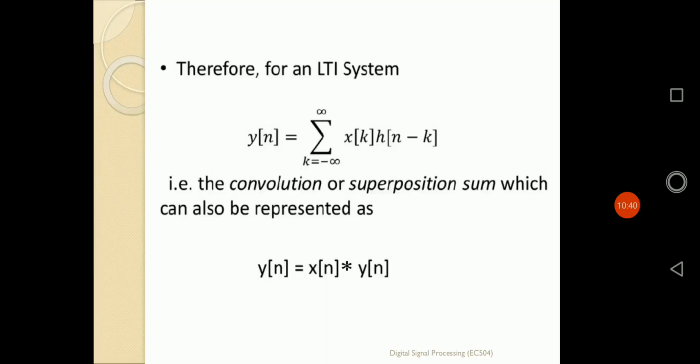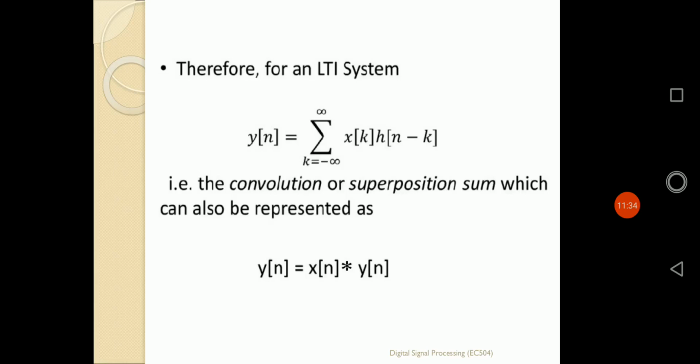Therefore, for the analysis of an LTI system, we are extracting the response for that particular LTI system. The response y of n can easily be calculated by the convolution sum of x of n and h of n, using the formula y of n equals summation of k from minus infinity to plus infinity x of k into h of n minus k. We are simply putting the definition of convolution. If I want to find the convolution of x of n and h of n, it is defined as summation of x of k into h of n minus k. We are following the same logic.